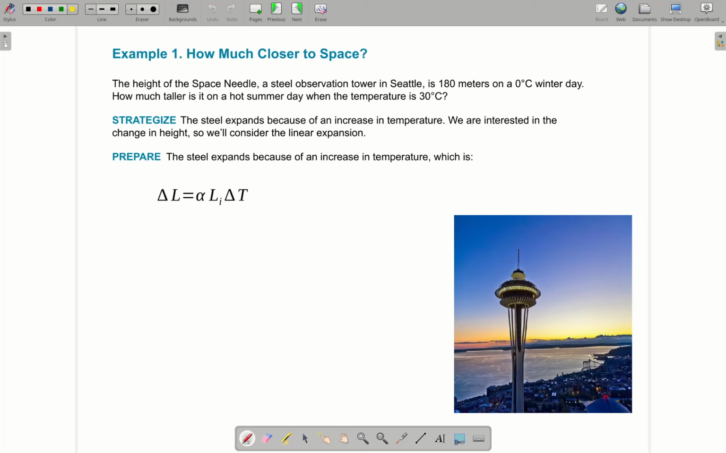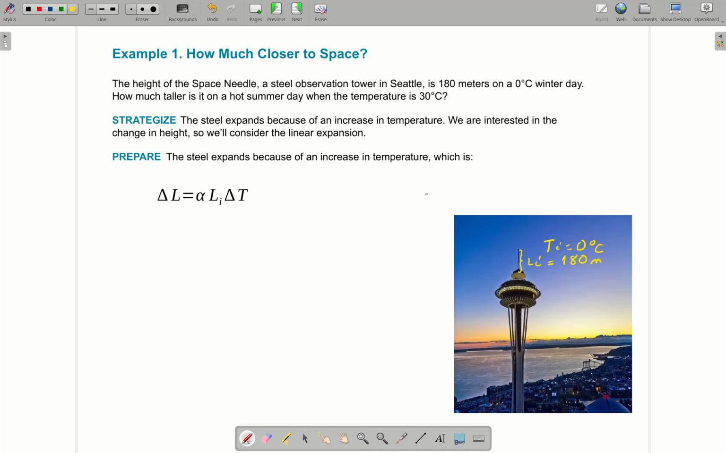So assume this is 0 degrees Celsius, and we have a length. That will be our L initial. That should be the meter, right? So there's this guy over here. The initial length is 180 meters, and the initial temperature is 0 degrees centigrade.